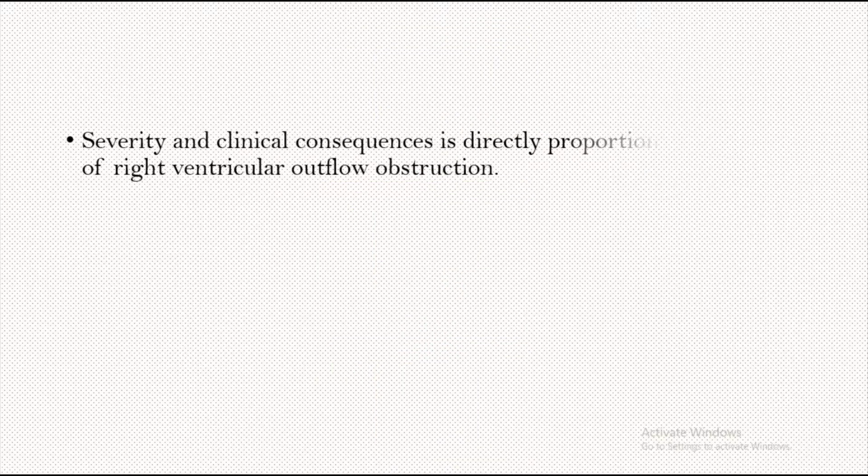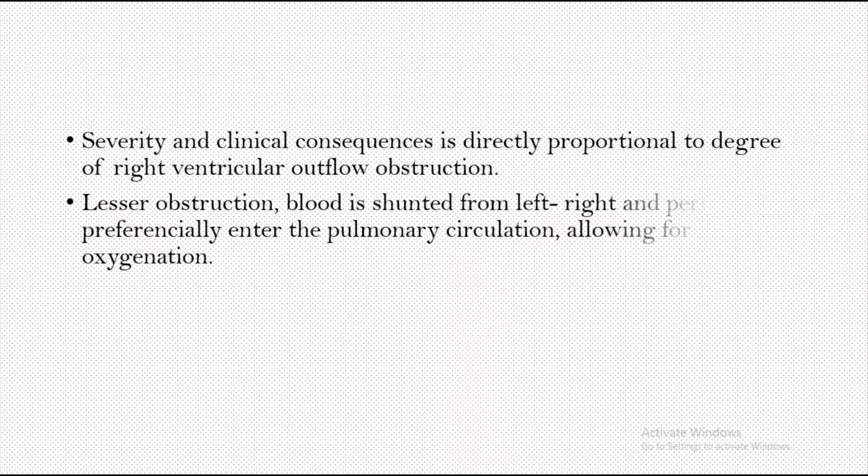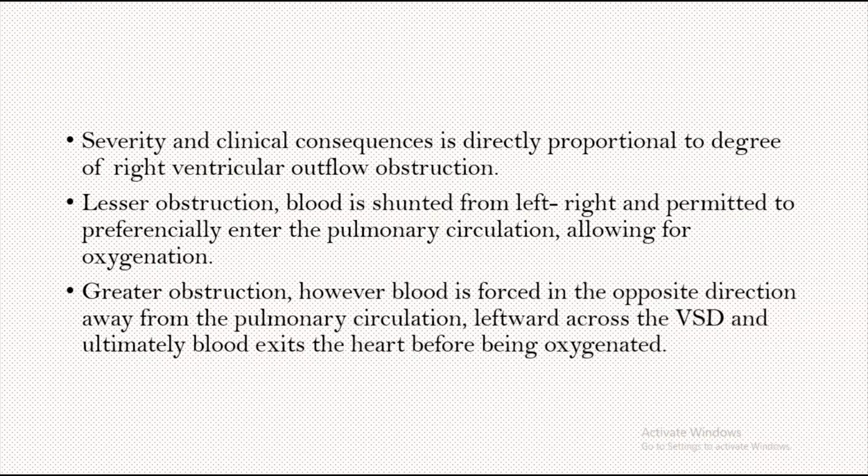Now, the most important determinant of the severity and clinical consequences of the Tetralogy of Fallot is the degree of right ventricular outflow obstruction. So, with a lesser obstruction, blood is shunted from left to right and permitted to preferentially enter the pulmonary circulation, allowing for oxygenation. But with a greater degree of obstruction, blood is forced in the opposite direction, away from the pulmonary circulation, leftward across the ventricular septal defect, and ultimately blood exits the heart before being oxygenated.